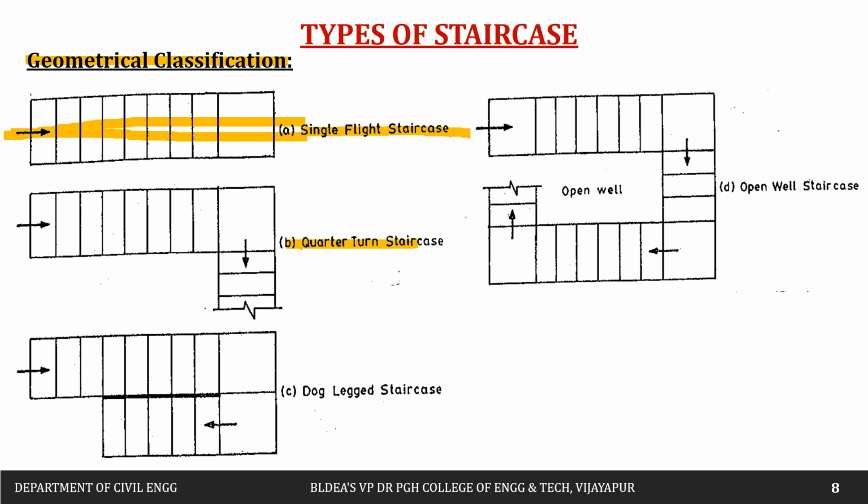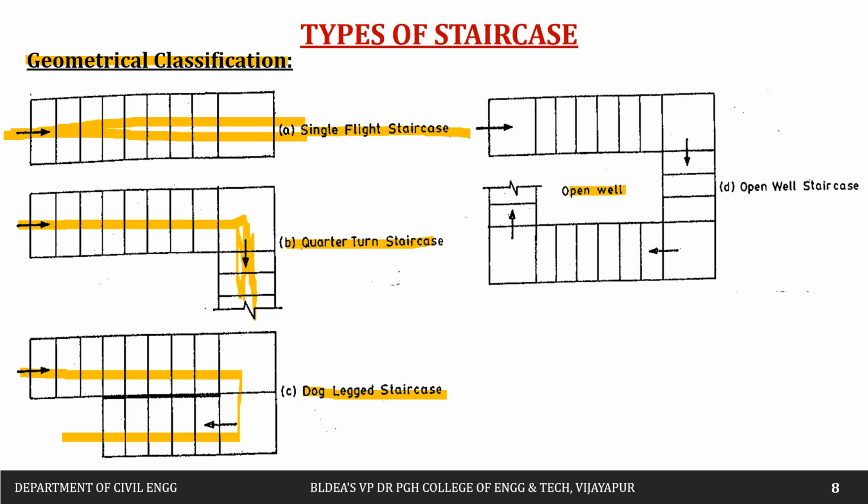Then next is the quarter turn staircase. If you see, this is one flight and this is another flight. Here we have taken the quarter turn. Then next we have the dog legged staircase. Here you can see we have one flight, then a landing, then another flight. This is called a dog legged staircase.